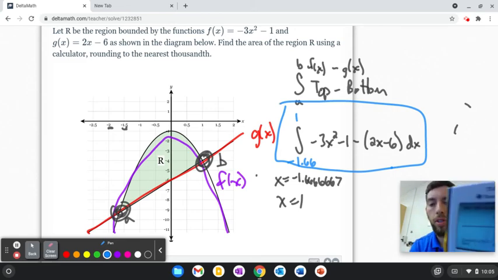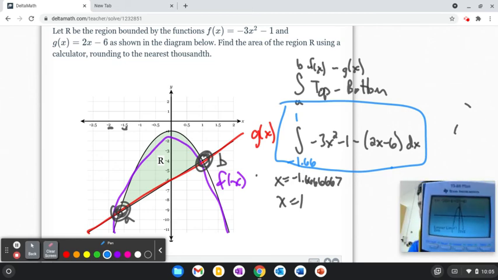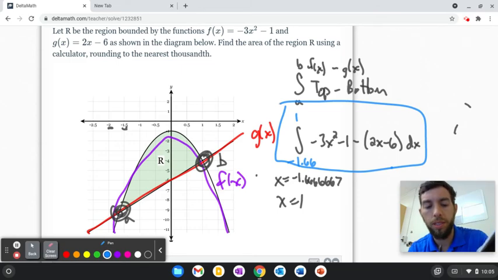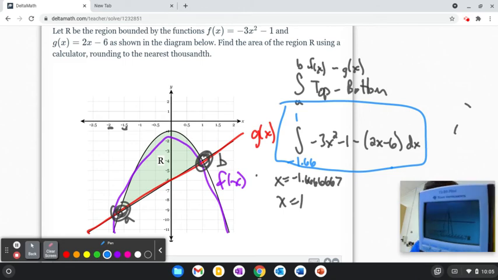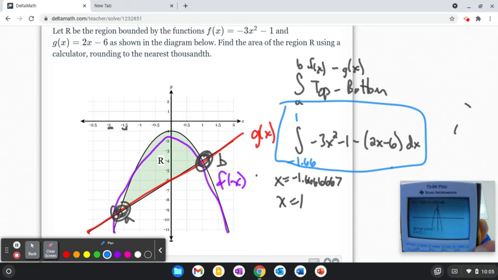And it's going to ask you for a lower limit. So you're just going to type in the lower limit we just got. And again, I'm going to be extra careful and just type in a bunch of those decimal places. So negative 1.66666667. All right, so that's what I'm going to type in for my lower limit. And my upper limit is just going to be 1. Let's type that in, enter.